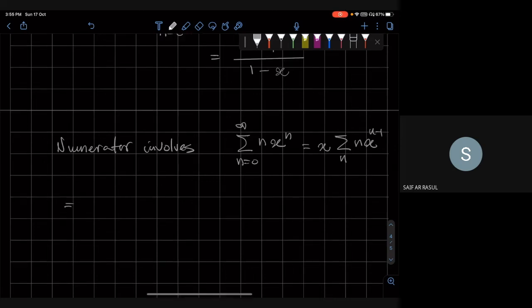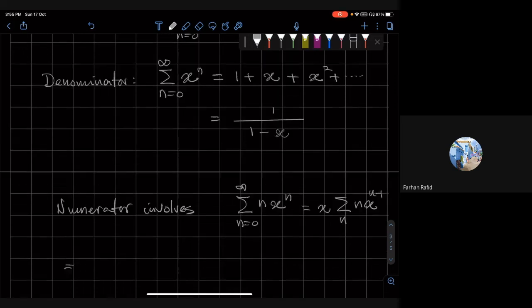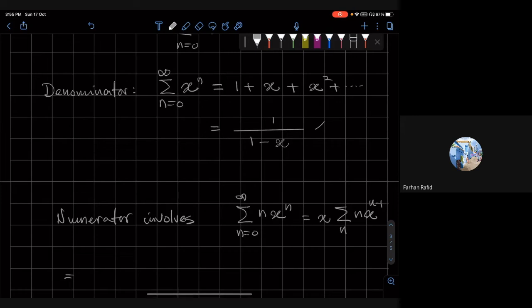Do we have any condition that x should be less than 1? Yes, x should be less than 1, because the exponential has e to the power minus... yeah, it has to be less than 1. You're right. Otherwise, this is a Taylor expansion of this only when x is less than 1, right?